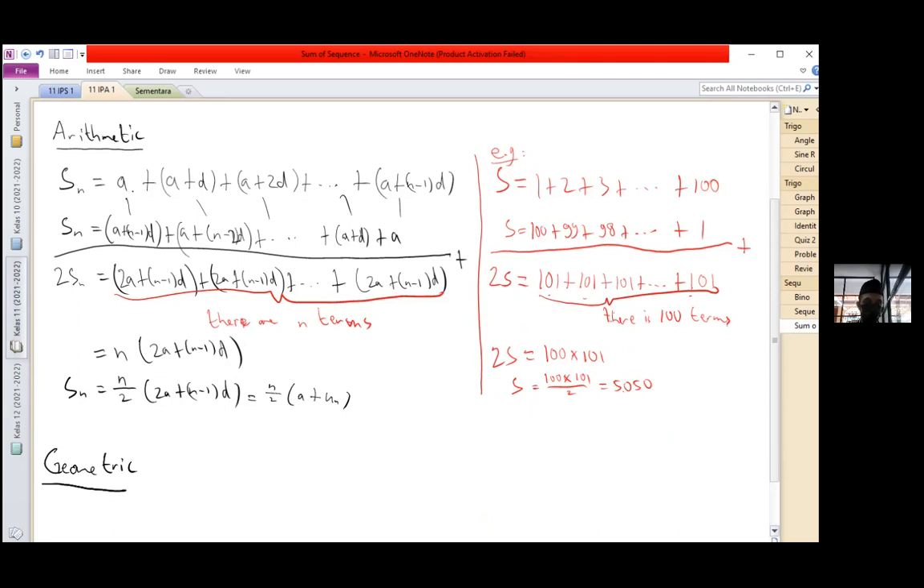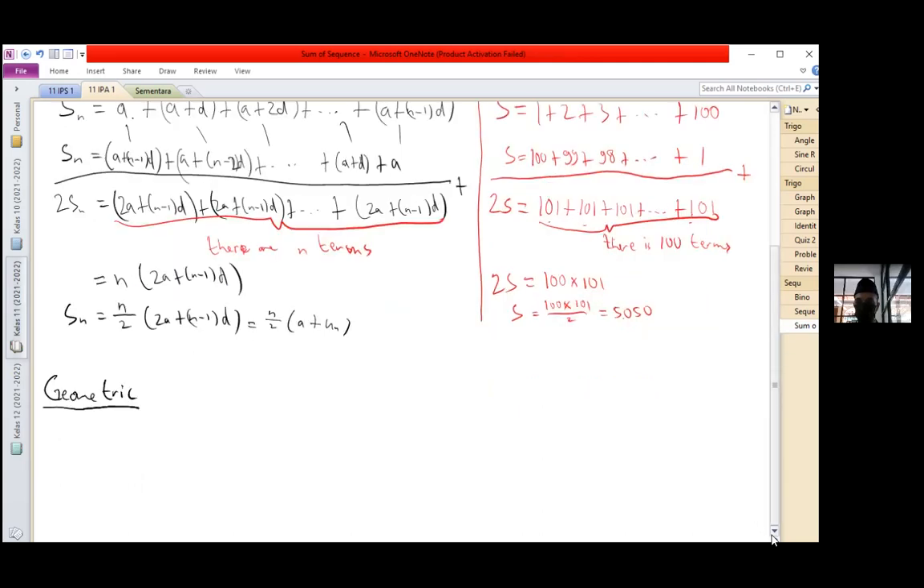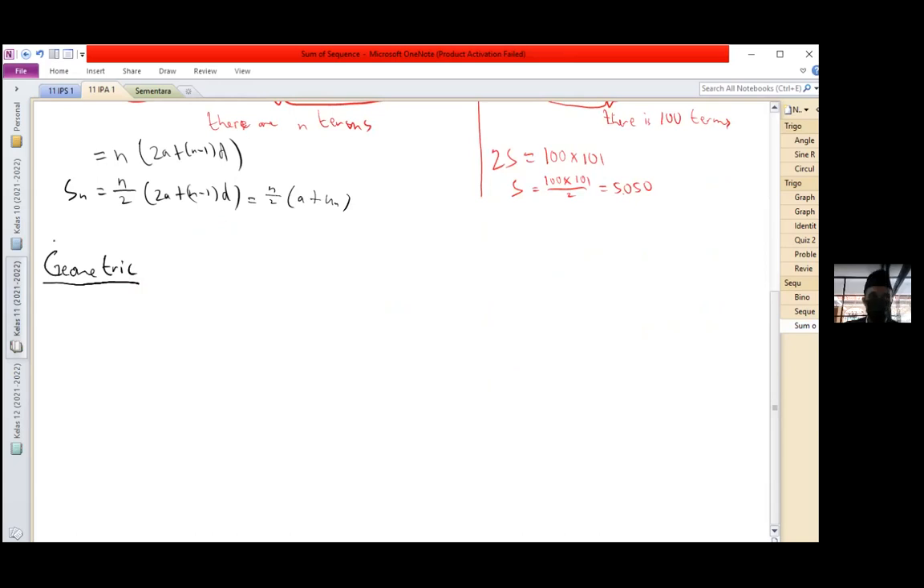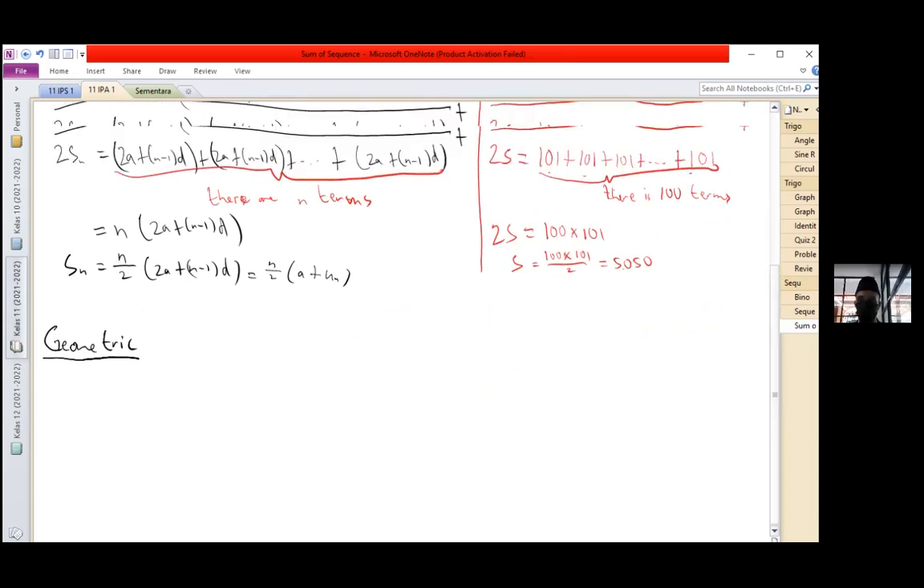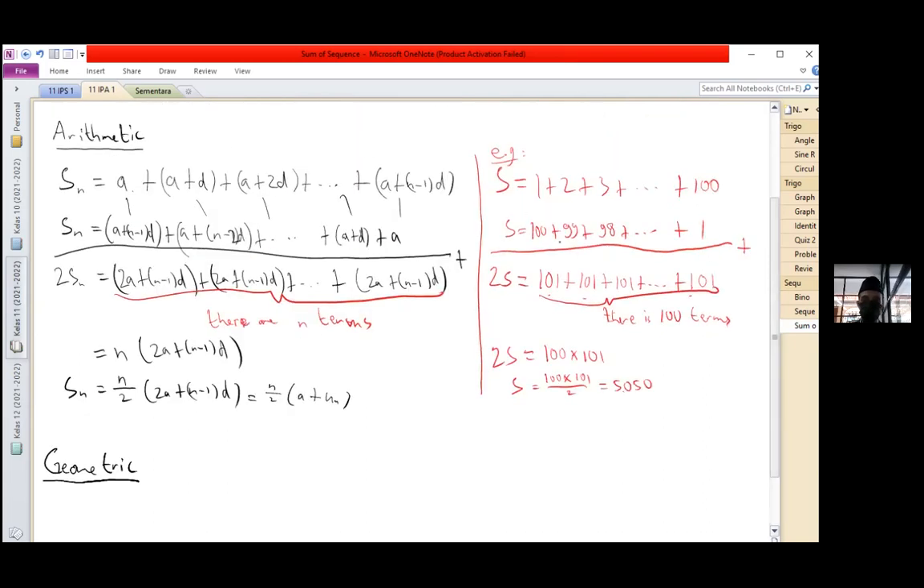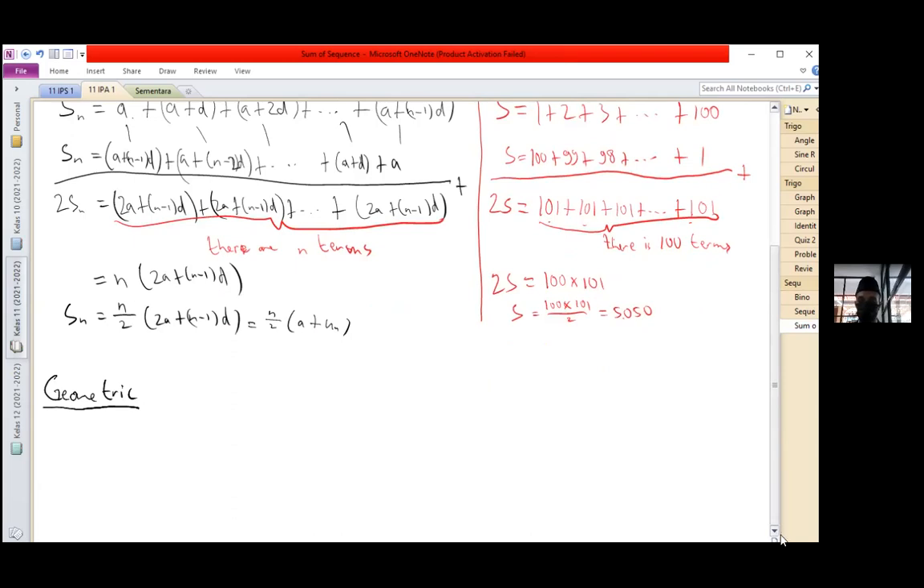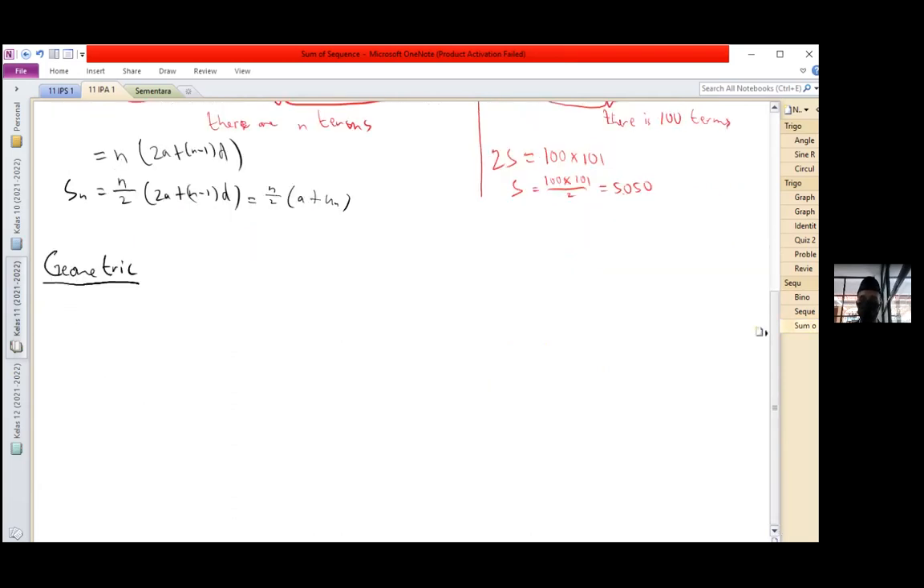Yeah, for geometric, this is not the same. I mean, the method to get the sum of a geometric series, or geometric sequence, is not the same as for the arithmetic one, because if you do the same thing, you won't get something neat like this, if you are going to add up a geometric series.